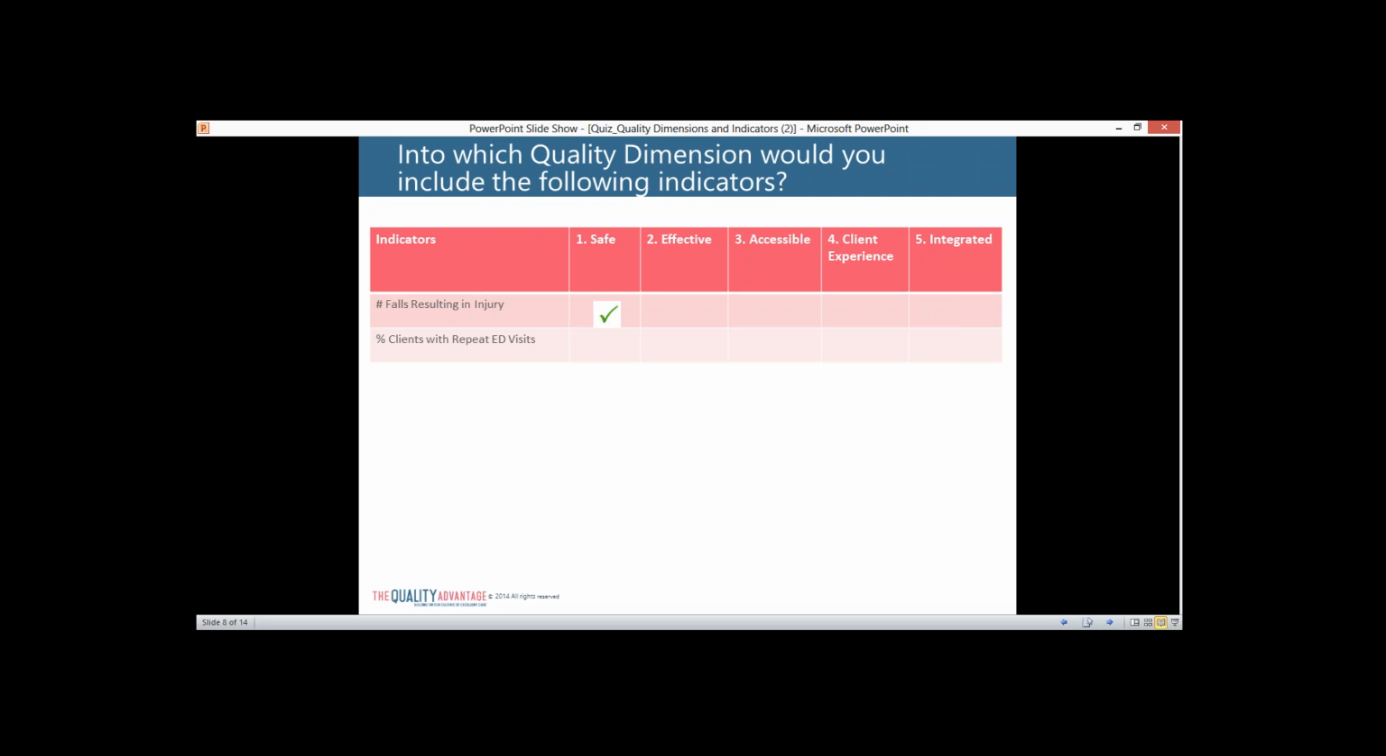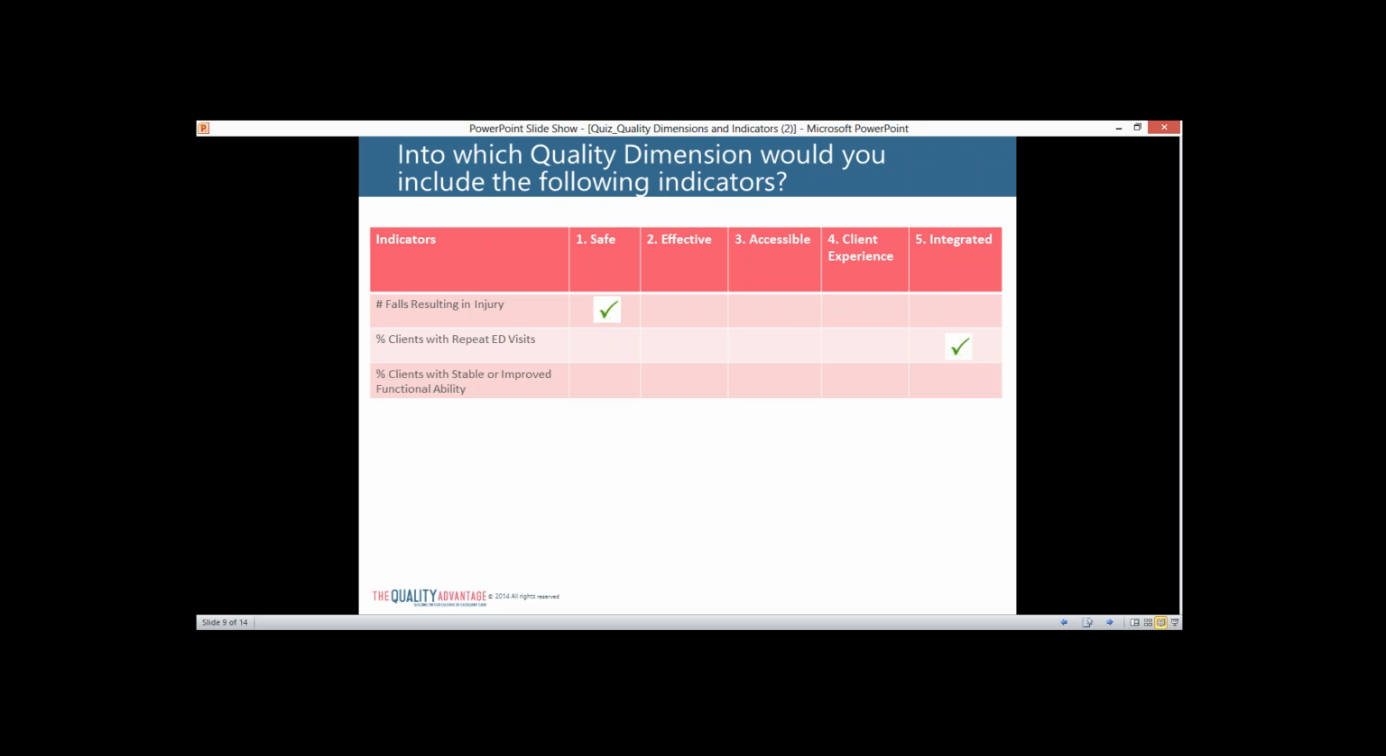Let's take a look at the next one, percent clients with repeat emergency department visits. Which domain would you place that one in? That falls within the final column, integrated, recalling that we just talked about the fact that CSS agencies can't impact that solely. It requires partnership with other organizations.